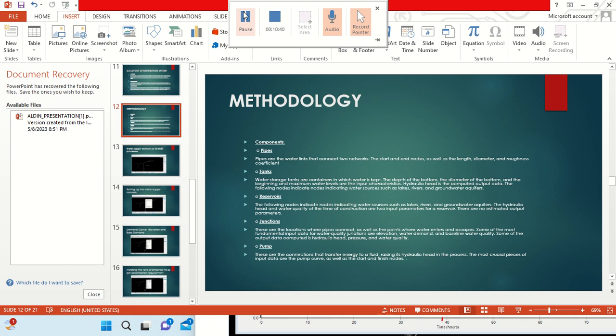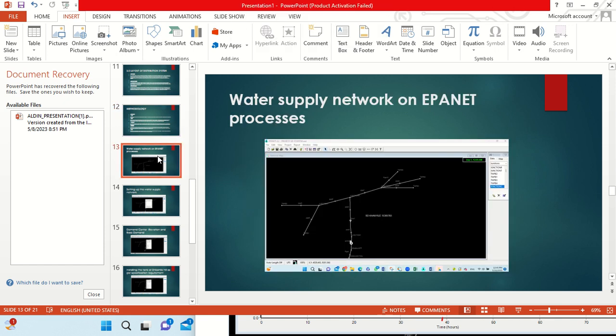Some of the most fundamental input data for water quality are water demands and baseline water quality. Some of the outputs are computed hydraulic head, pressure and water quality. And lastly, we're going to look at the water pumps, which put pressure on pipes in order to supply those demand centers.